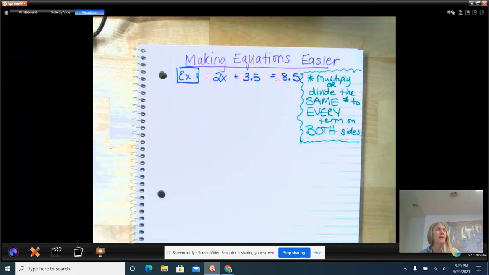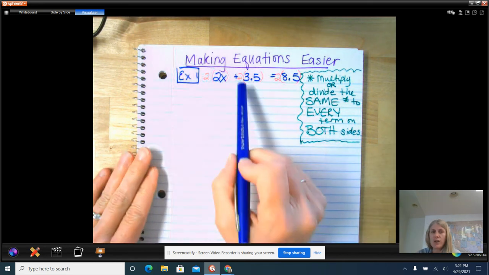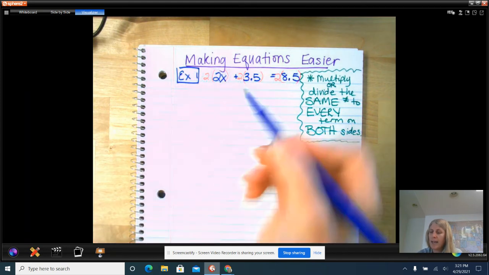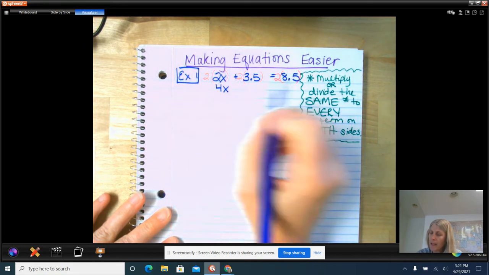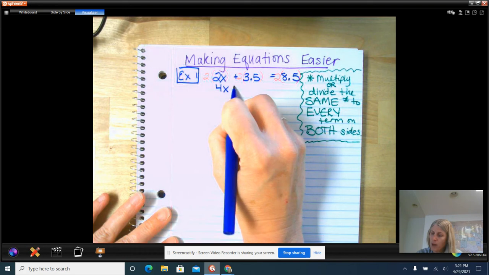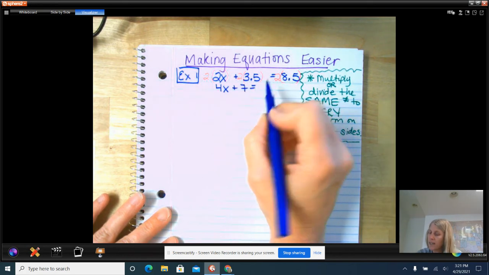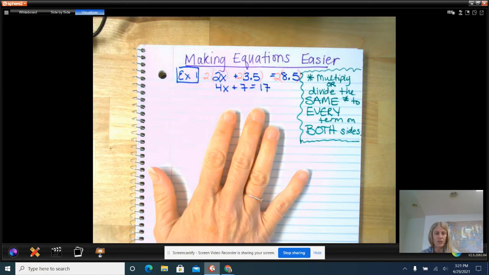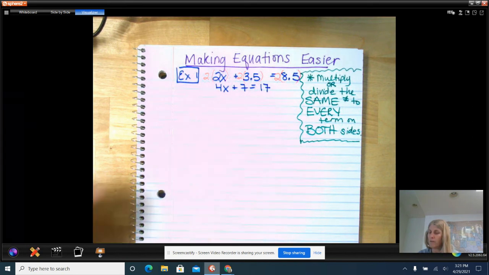Now, when I do this, I have to make sure that it is every single term on both sides. So I can't just do it to the decimals. I have to include my 2x as well. And now I'm going to multiply that out. 2 times 2x is 4x. 2 times 3.5 is positive 7. And 2 times 8.5 is 17. So as you can tell, my new equation here is much simpler to solve. And then I'm just going to solve normally.